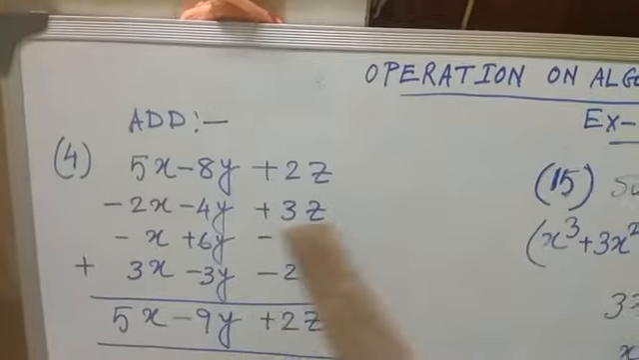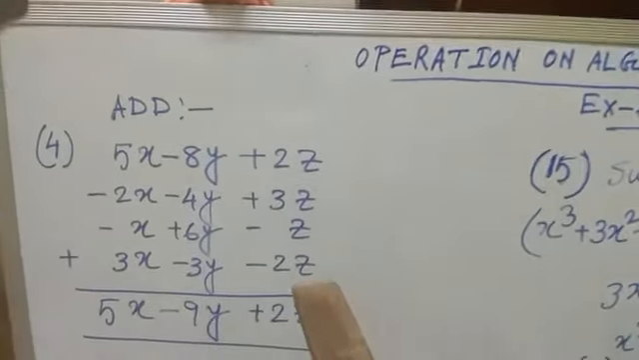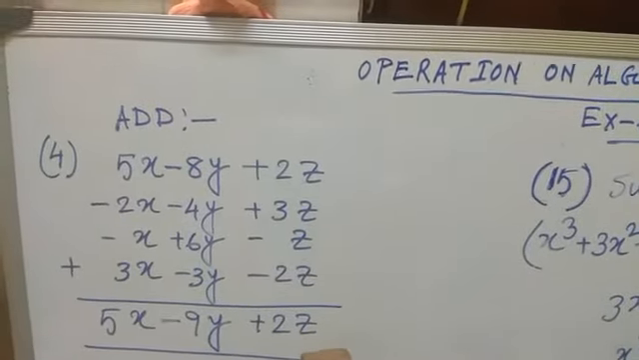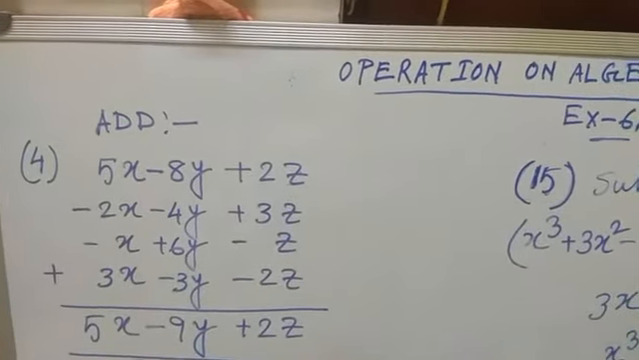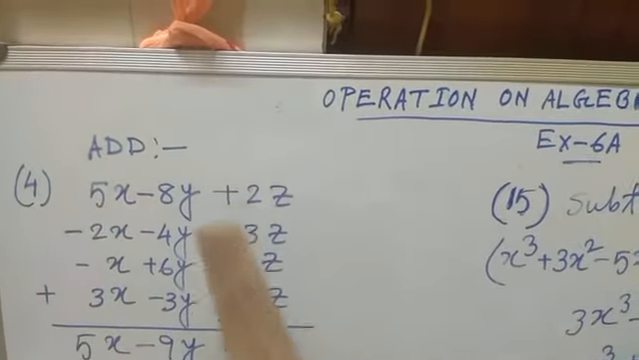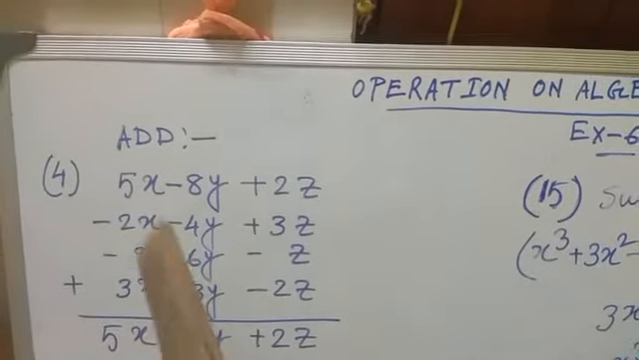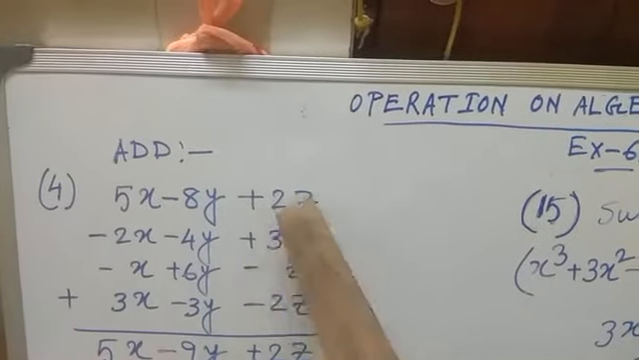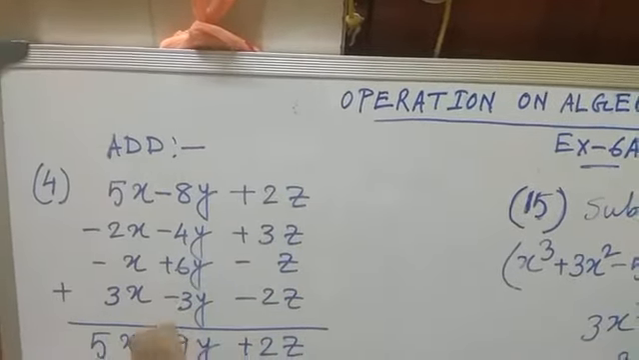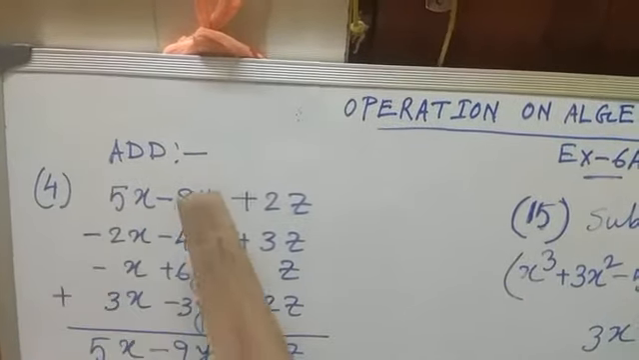Find the sum of these four expressions. Four algebraic expressions are given in your book. Find the sum of these four algebraic expressions. So first I arrange all the expressions vertically. So 5x minus 8y plus 2z, and for the next expression, write the like terms in the same column.